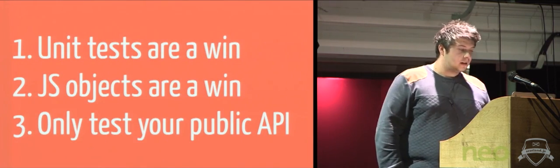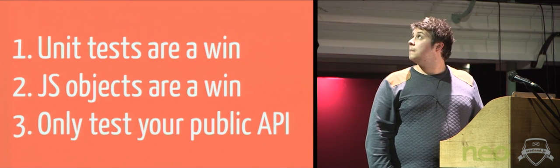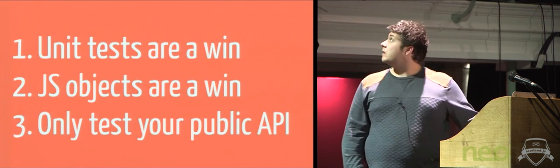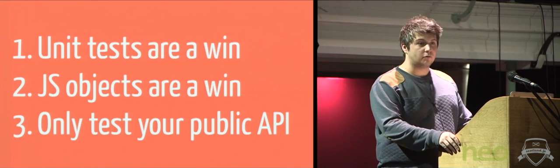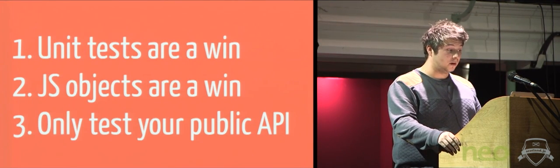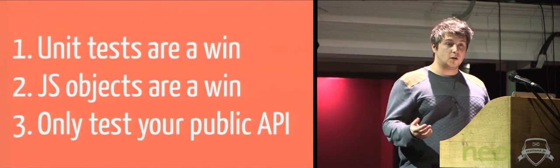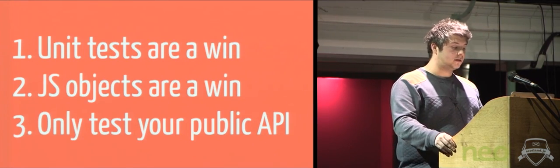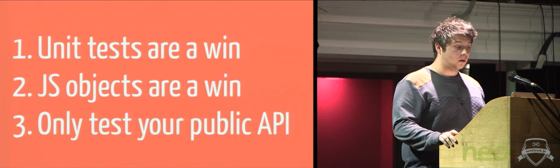So I think we've established by now that unit tests are a win, JS objects are a win, and that you should only ever test your public API. Tests are fantastic as they guide you to writing better code. Remember that if you can't test something, you're probably doing it wrong. I hope I've managed to demonstrate how encapsulating your code as objects is the way to achieving testable, maintainable, rock-solid JavaScript. And using properties and methods on those objects can take you a long way.